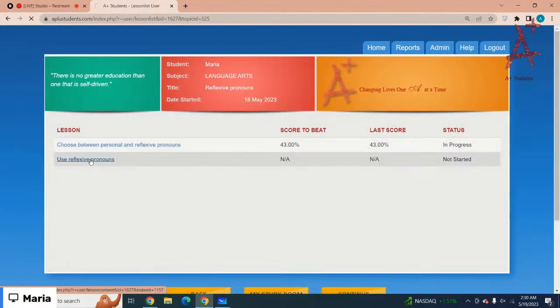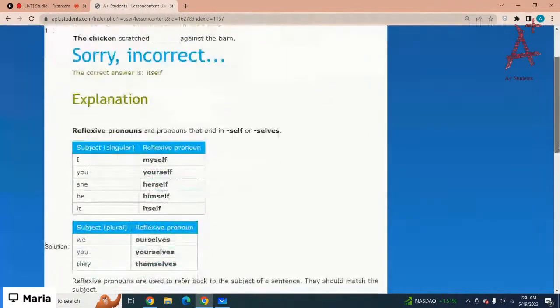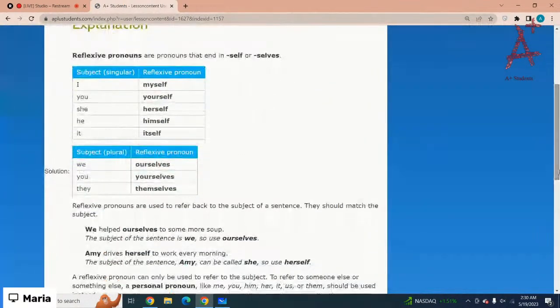Use reflexive pronouns. Reflexive pronouns are the pronouns that end in self and selves. Like I, myself; you, yourself; she, herself; he, himself; it, itself. With plural, we can use we, ourselves; you, yourselves; they, themselves.